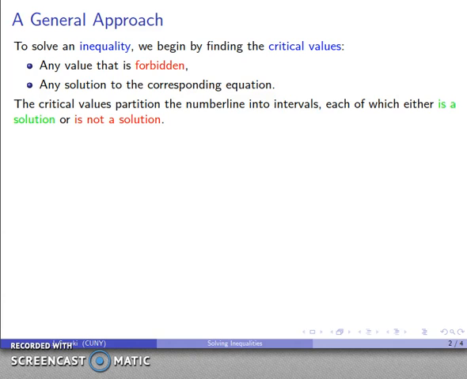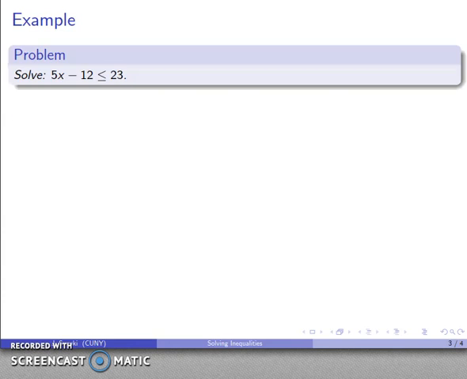And what we can do with these is, at this point, these critical values are going to partition our number line into a number of intervals, each of these intervals is either part of the solution or it's not part of the solution. So what we'll do is we'll check each interval and we'll identify the ones that solve the inequality. For example, let's take a nice simple inequality, 5x minus 12 less than or equal to 23.